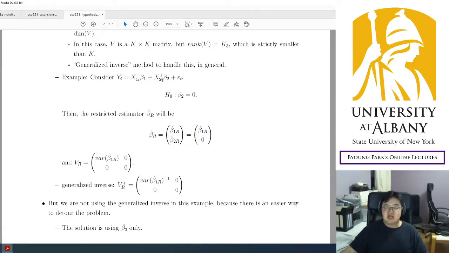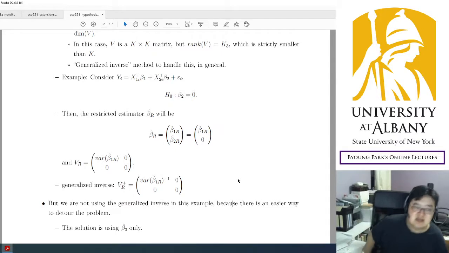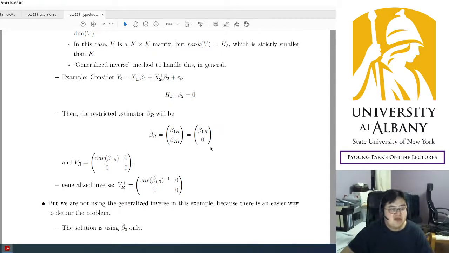X1, X2 are exogenous. Both are exogenous, but we are testing whether beta 2 equals 0 or not. It's like variable selection or statistical significance testing. In this case, the restricted estimator is beta r given by this. So beta 2 is simply 0 because that is the hypothesis. That is the restriction. So this part is simple. But beta 1 has to be recalculated, and then its variance matrix will be like this.